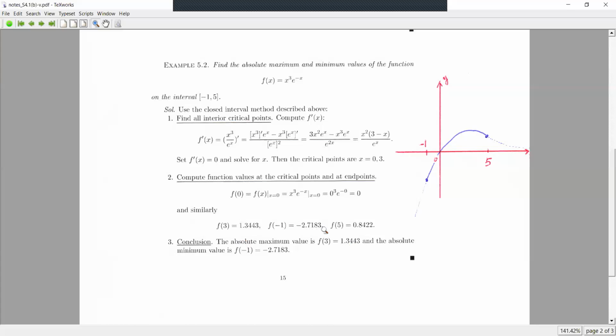Of these 4 function values, the smallest one is this. So the minimum value of this function over this interval is this number, where the location is x is -1. This point is the lowest point of this portion. The highest point is here. The location is 3. The lowest point, the location is -1.